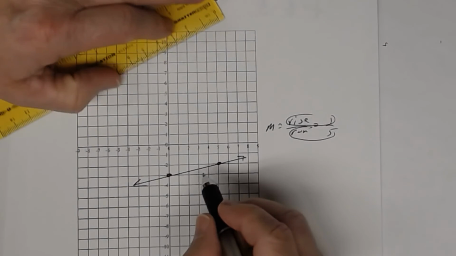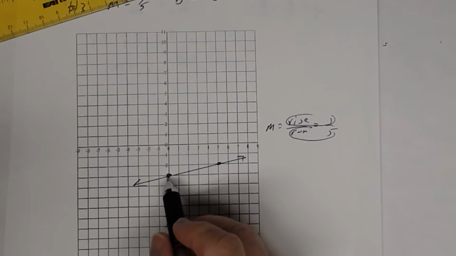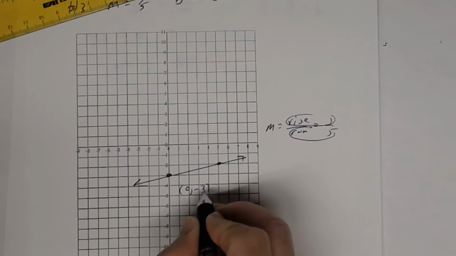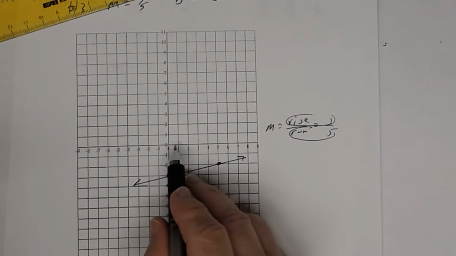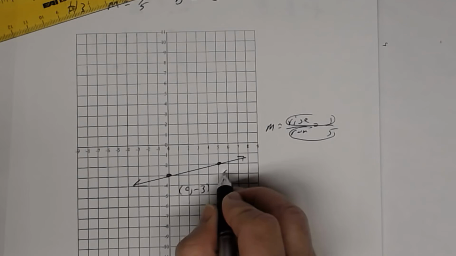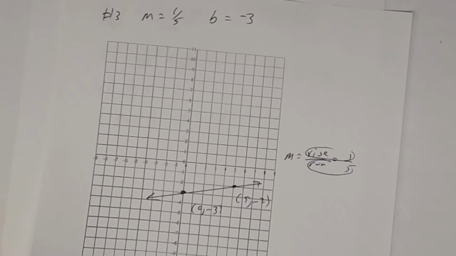Very simple. Now let's go ahead and label these, though, just in case you're asked to label. So remember how to do that. So this point that's on the y-axis, this y-intercept, the coordinates are 0, negative 3. So 0, negative 3. This point here, to get to that point, I start at the origin. I go to the right 5, and then down 2. So 5, negative 2. And that's it. That's all you do. Not difficult at all.